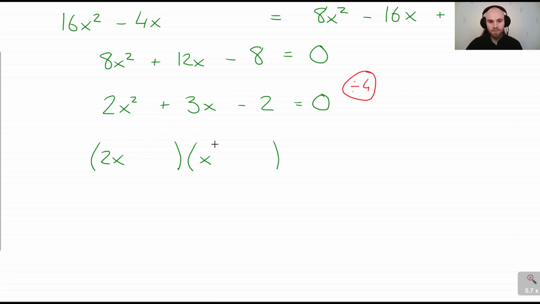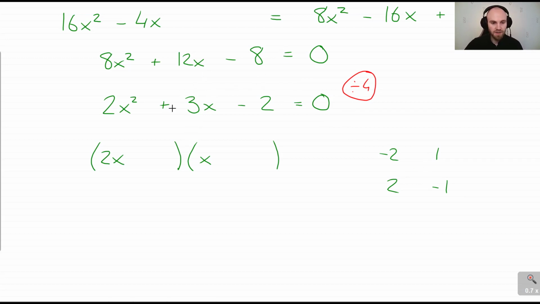If we multiply out these two brackets, we need to give the 3x here. Well, with minus 2, there's only two forms of the numbers. You could either have minus 2, 1, or you can have 2, minus 1. That's the only combination that you have to give you minus 2. So minus 2 times 1 is minus 2, 2 times minus 1 is minus 2.